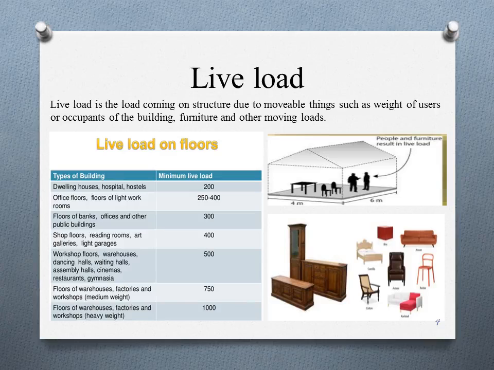As you can see in the table, types of building and minimum live load are given. For a dwelling house, the live load on the floor should be minimum 200.